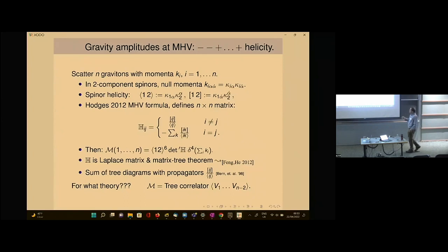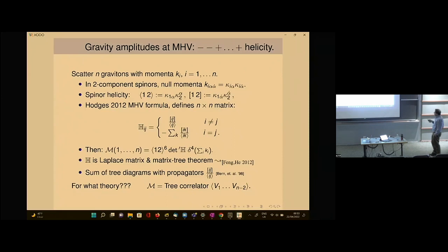So 10 years ago, Andrew Hodges found a beautiful formula for the MHV amplitude. And to do this, he defined this n by n matrix, which is made out of the spinor contractions of the momenta of the particles that are being scattered. And I'm doing this a little bit schematically just to unclutter the formulae. The tree-level amplitude was given by this expression. It's a reduced determinant of this matrix. So reduced just means you knock out 3 of the rows and columns. And you had to divide by some factor to get the scalings right.